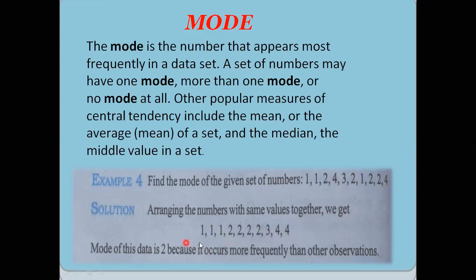Now you can say which number is repeated many times. Here 1 is 3 times, 2 is 4 times, 3 is 1 time only, and 4 is 2 times. So which number is repeated the most? It is 2. The mode of the data is 2 because it occurs more frequently than the other observations. If you observe 1, 3, and 4, the 2 appears the most, that is, 4 times. So the mode of the given data is 2. In this way we find the mode.